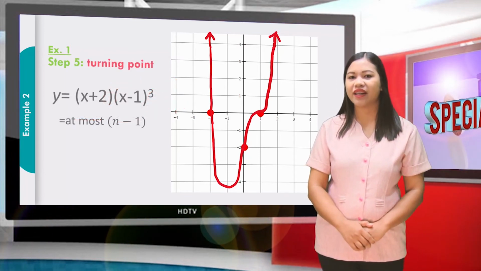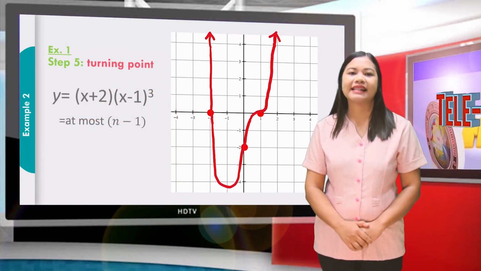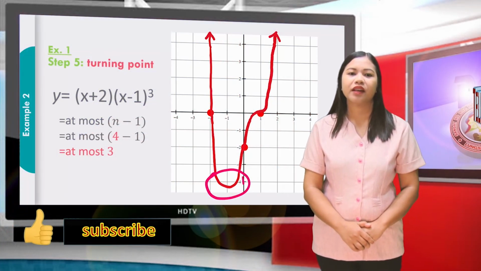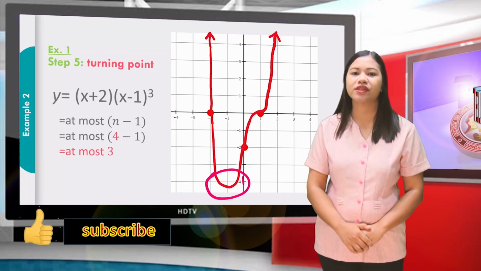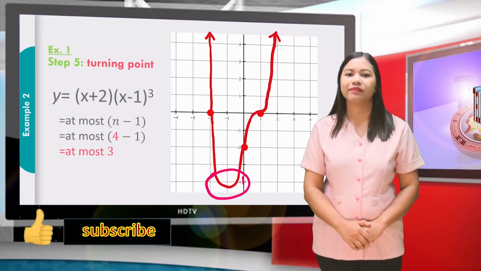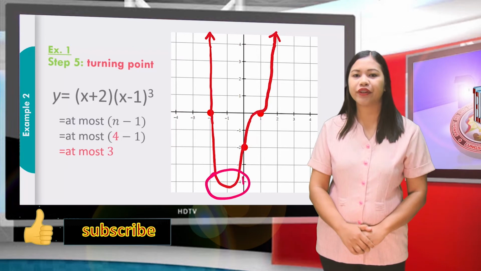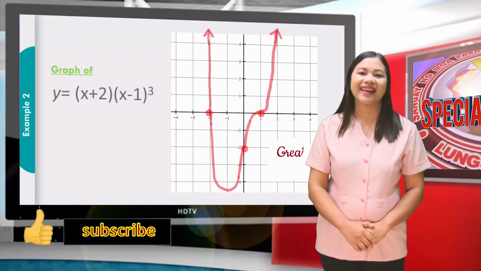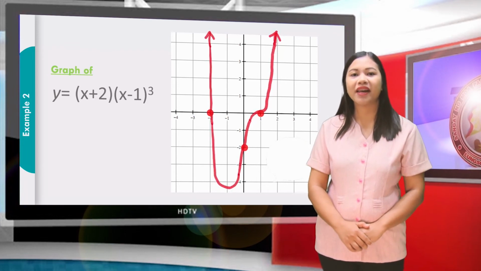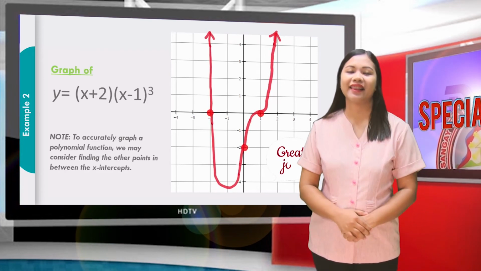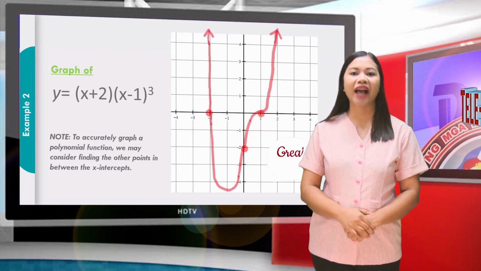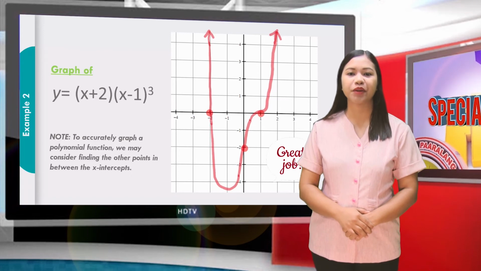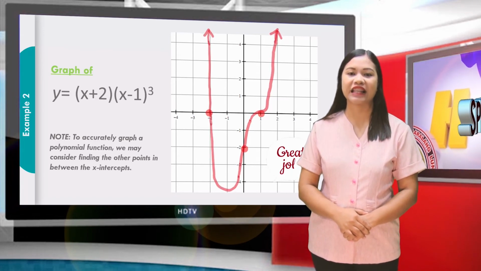Step 5 is checking its turning points. Since its degree is 4 and 4 minus 1 is 3, therefore it has at most 3 turning points. In our graph, it has 1 turning point. So we got it right. This is now the graph of the given polynomial function. Take note that if we want to accurately graph a polynomial function, we may consider finding the other points in between the x-intercepts.